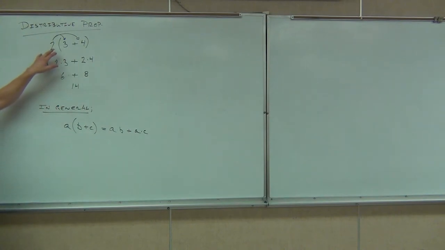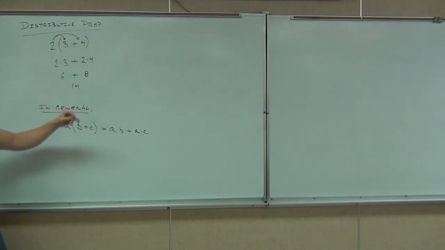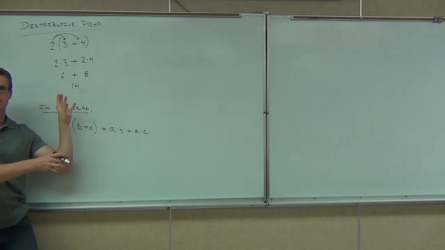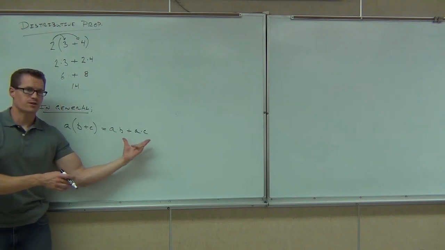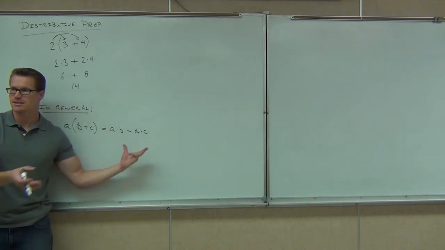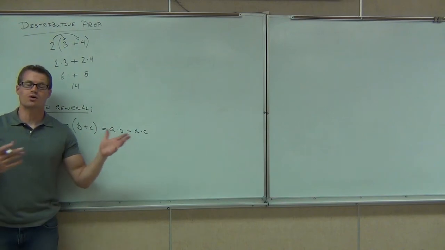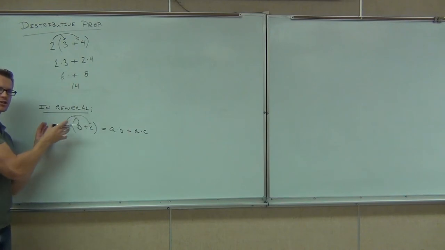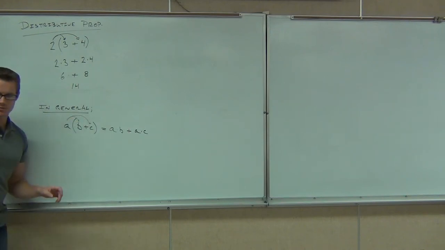So just like here, instead of a, b, and c, we had 2, 3, and 4, we're going to do the a times the b and the a times the c. Do you guys see the similarity between this example and the previous one? Yeah. Now we can't go any further with this. We just have ab and ac. But this is the way we do distribution all the time, which is kind of nice. We multiply the outside term times each of the inside terms.